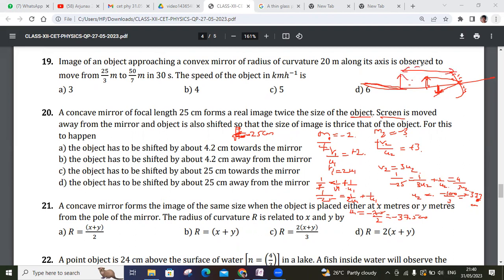So if you see this diagram, initially u1 was minus 37.5, so initially it is at 37.5, and finally it is at 33.3. So it is coming towards the mirror. And how much has it come? 37.5 minus 33.3 is 4.2 centimeter towards the mirror, which is option A. Option A. Then the 21st I will call later.